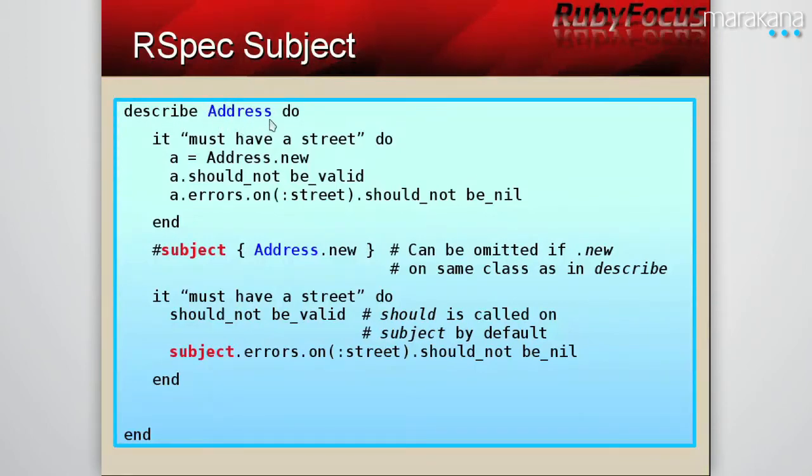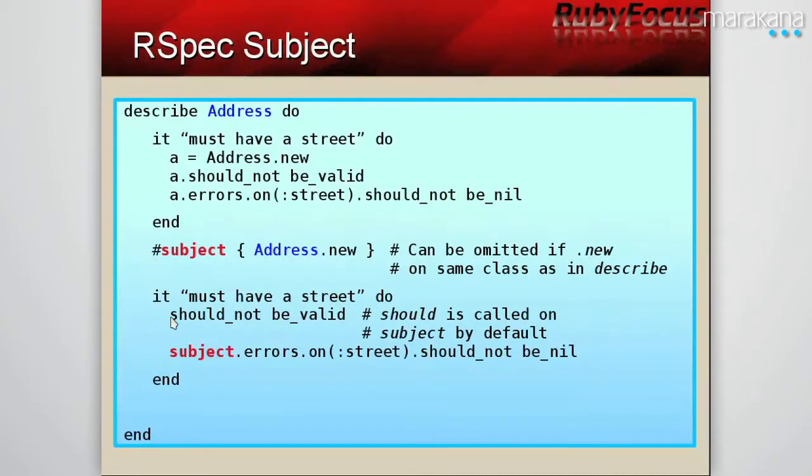So subject is the placeholder for the thing you're trying to test here, because our test in this describe talks about address. And it flows nicely with the description of RSpec: describe address do, subject. This is what we're talking about here in this test case, namely subject validation, for example, must have a street. And it should not be valid if there is no street present. And then you can say subject.errors.on(:street) should not be nil.